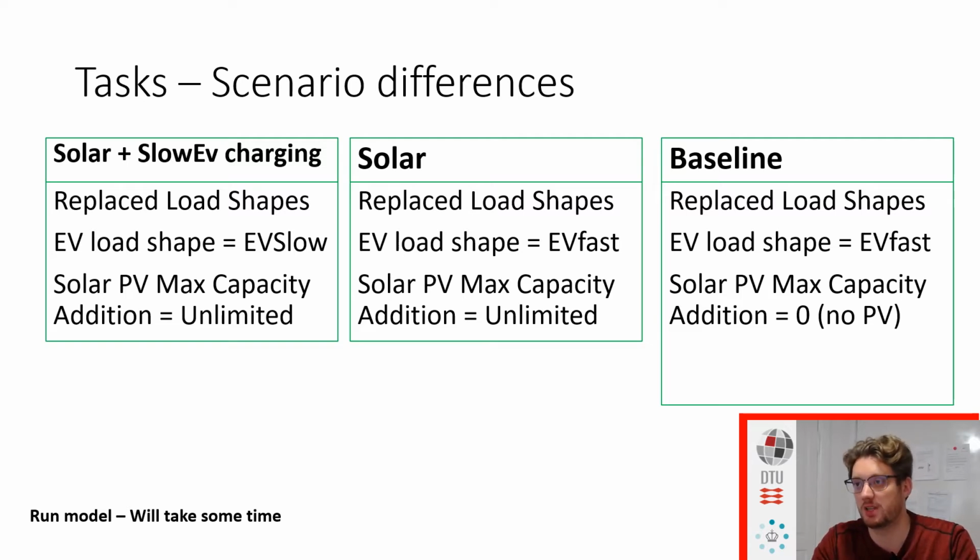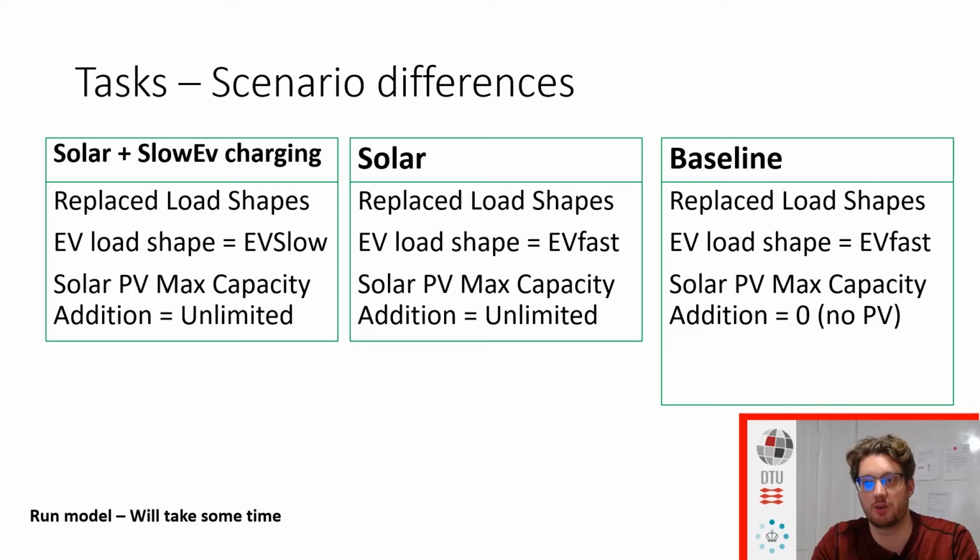So in the baseline scenario, you need to have the replaced load shapes, meaning adding the new load shape and adding them to the different demands. The EV load shape will have to be EV fast, that you can see in the Excel, which one that is. And the solar PV max capacity addition, meaning how much the optimization can add of solar PV, should be 0. That is how we define that there will be no addition of solar PV in our optimization. That's what we do to keep it out.